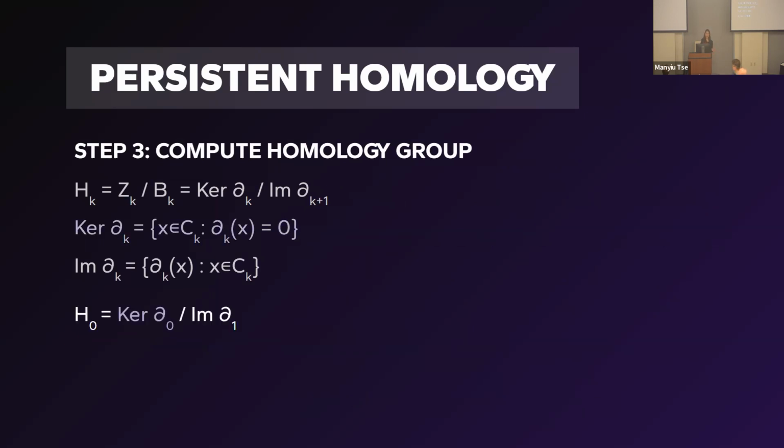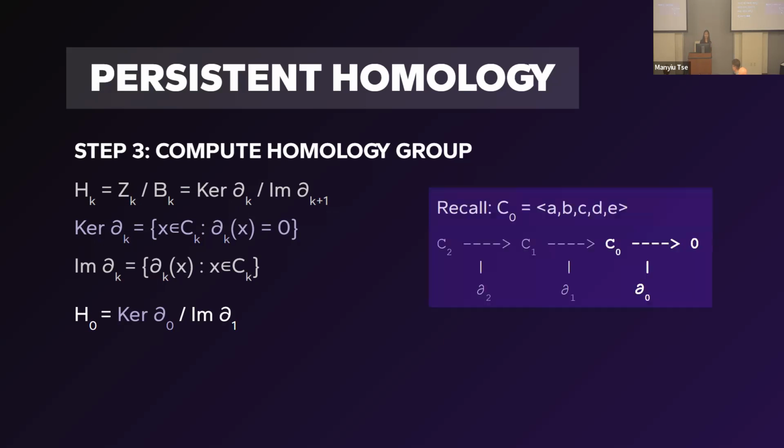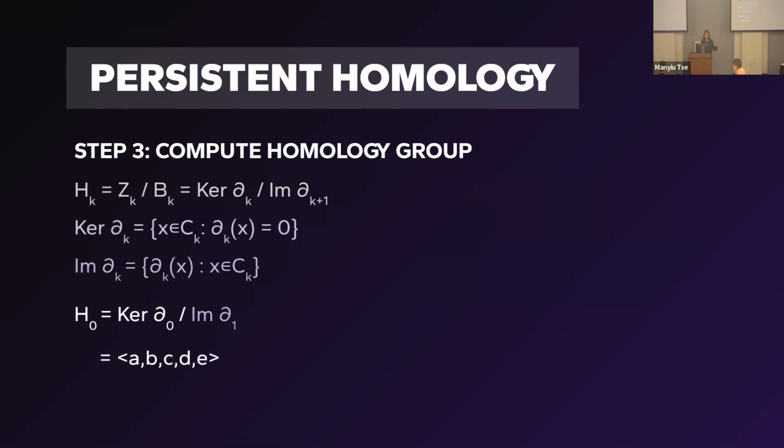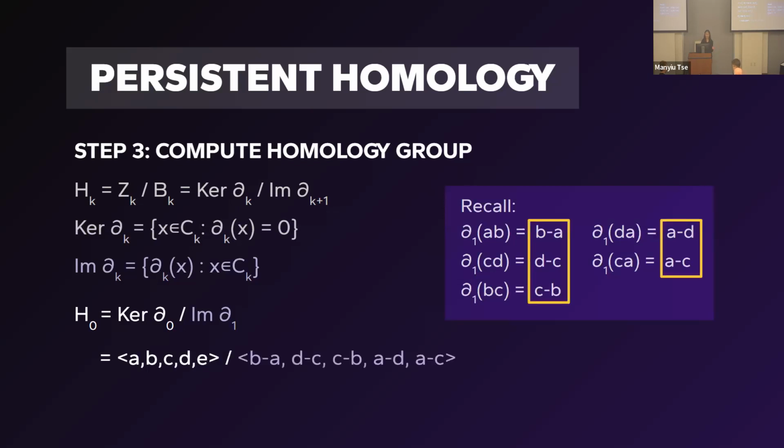So let's look at H sub 0. You would get the kernel of del 0 and you mod it with the image of del 1. So what is the kernel of del 0? Look at the highlighted part. Del 0 would just be all the elements in C sub 0 that map to 0. Well, everything in C sub 0 will map to 0 because there's no lower dimension than 0. 0 is the lowest dimension. So everything in the 0 dimension will map to 0. So the kernel would just be A, B, C, D, E, all of C sub 0, right? And what about the image? The image would just be the image of the function, which is all the yellow part.